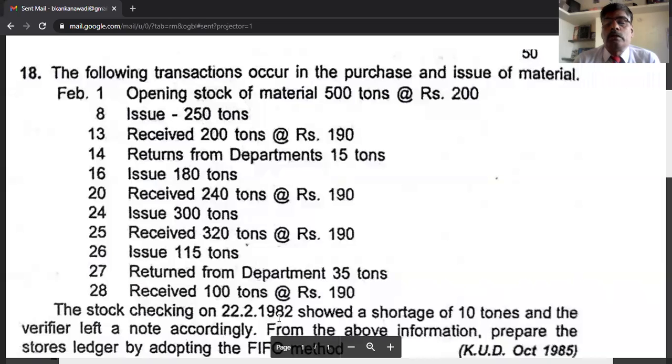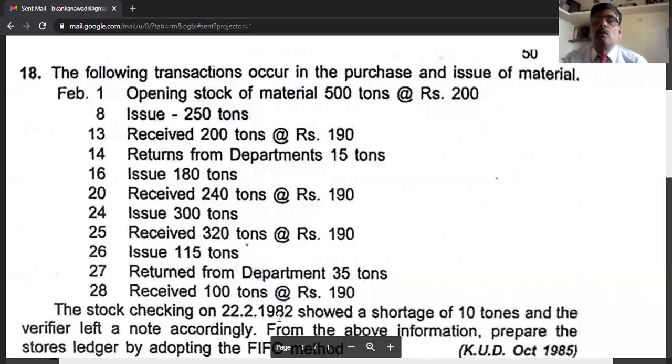Stock checking showed a shortage of 10 tons, and the verifier left a note accordingly. Means shortage is there, accordingly a note is recorded and entered in the books. On 22nd February, you have to show the shortage as the issue. Shortage is the issue. In the issue column, you record it and prepare the stores ledger under the FIFO method.